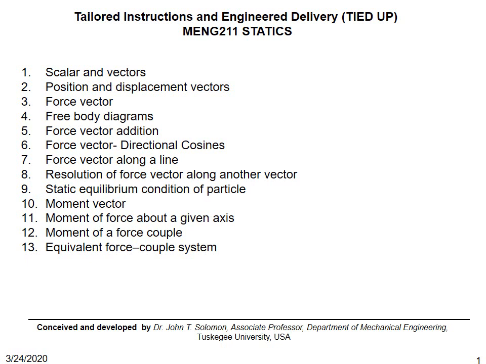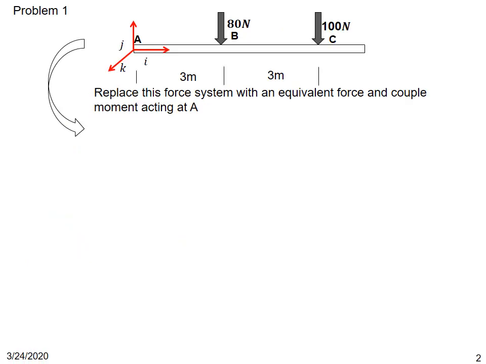Hello and welcome back. In this video number 13, we discuss an equivalent force couple system. Consider a problem. A beam is acted on by two forces, 80 Newton acting at point B and 100 Newton acting at point C.